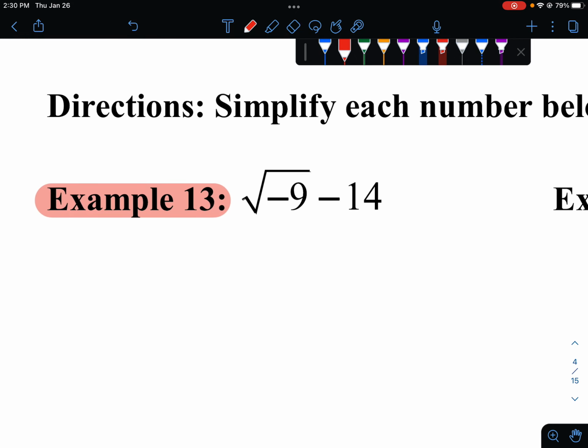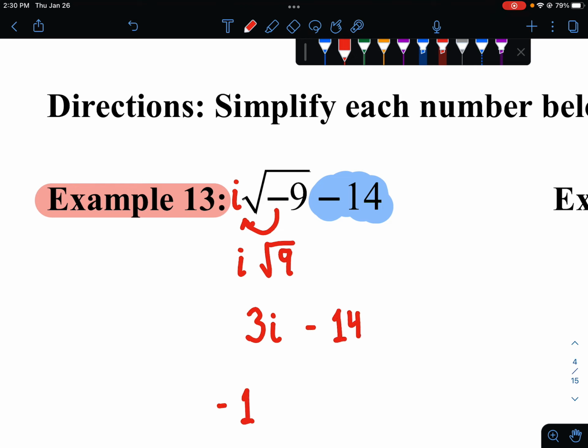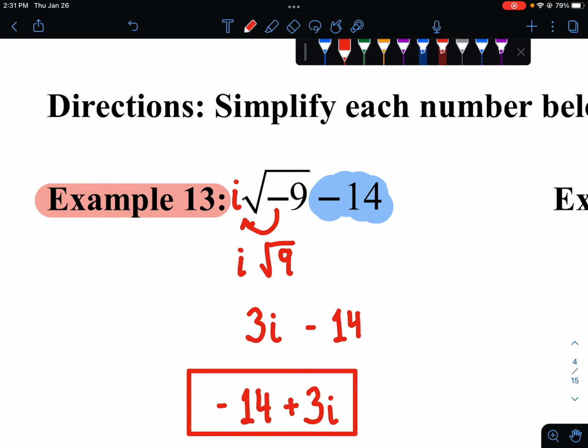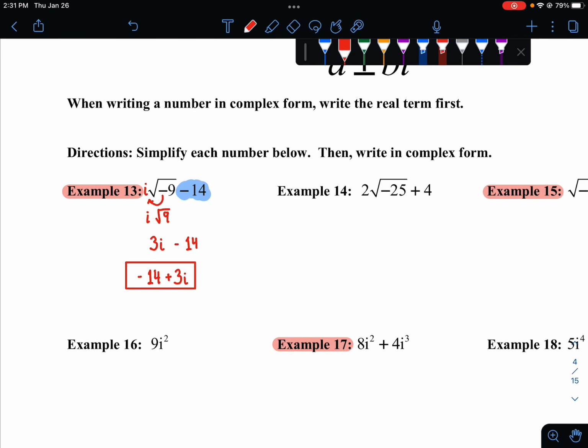So for example, on this first problem, the very first thing I want to do is get this i out. When I have i root 9, that root 9 becomes 3, so this term is going to change to 3i. Now I have this minus 14 over here. What do I do with that? Well, I want the real part first. So this is an okay way to write it, but the best way to write this in standard form would be negative 14 plus 3i.